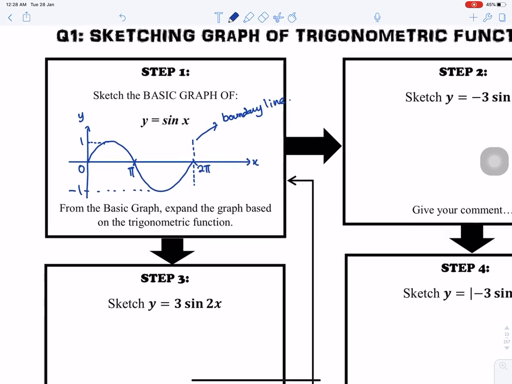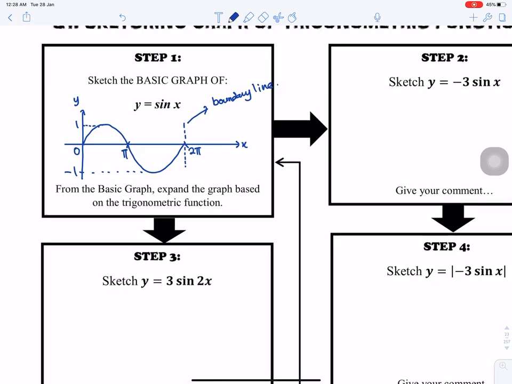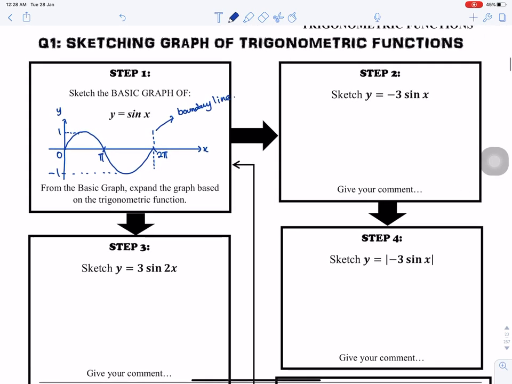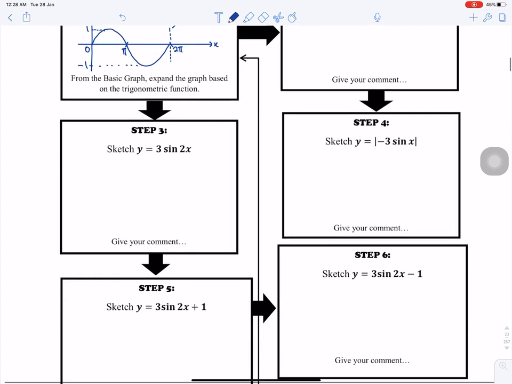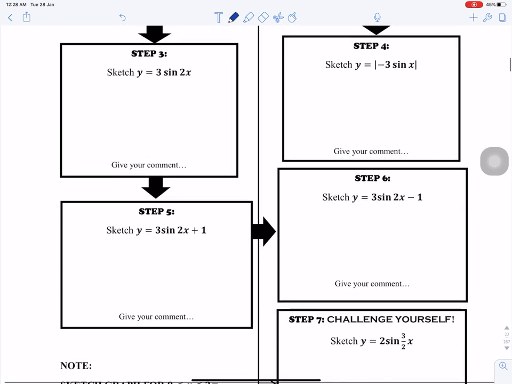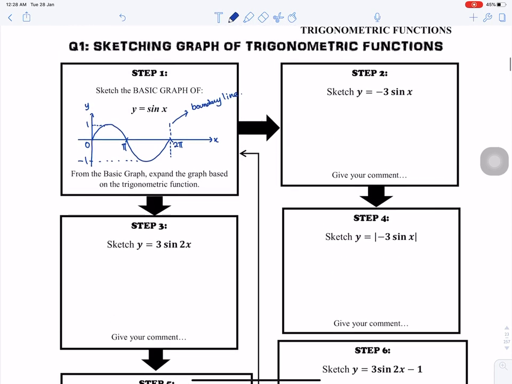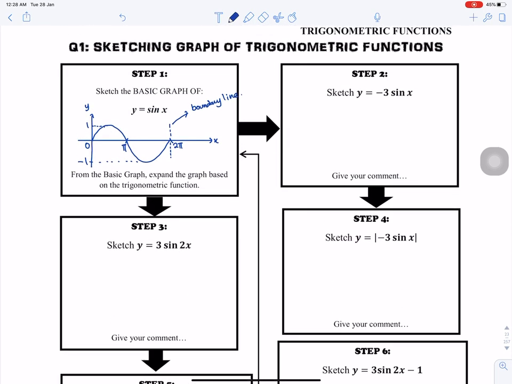Okay, step 1, from the basic graph, we move to how to sketch the other functions, step 2, step 3, or step 4, and so on, based on the basic graph. This is the easier part. For all the questions from step 1 to step 7, we can sketch all the functions based on the basic graph.